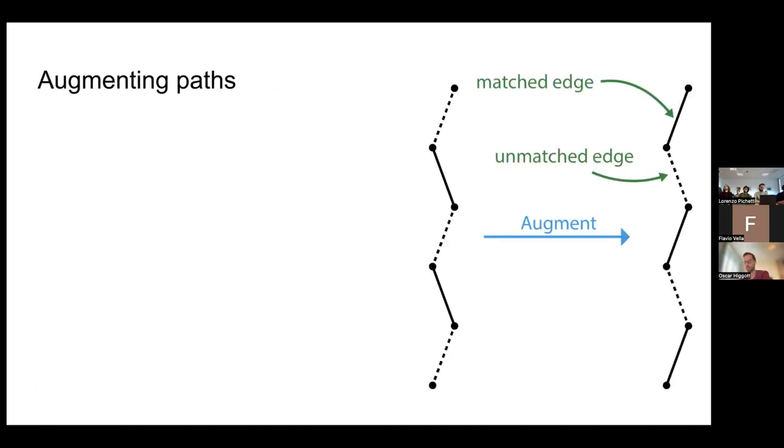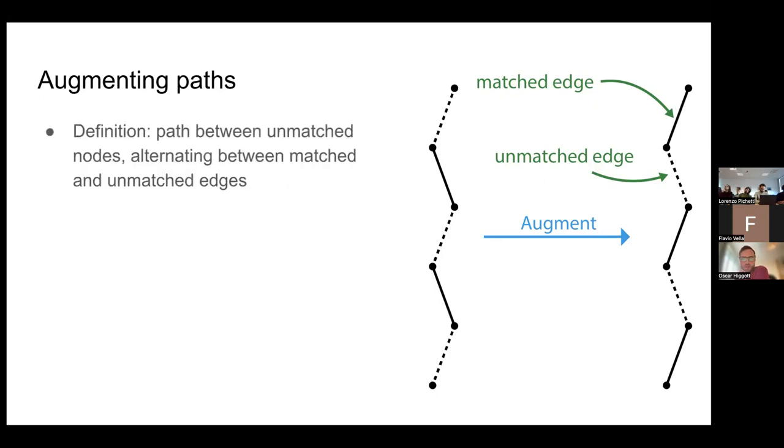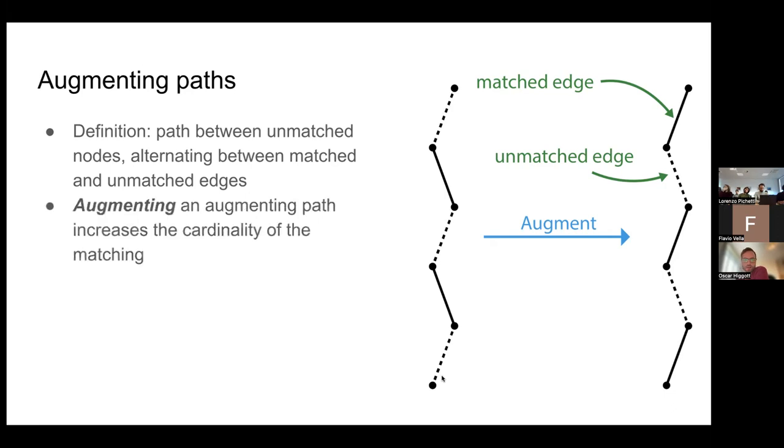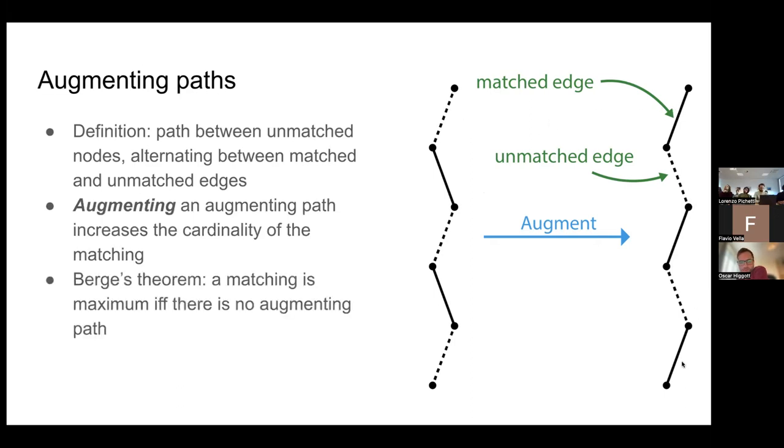So what is an augmenting path? Now you can imagine that we're just looking explicitly at the path graph. We'll come back to the detector graph. We're talking about sparse Blossom, but for the original Blossom algorithm, this is just a graph that we're trying to find a minimum weight perfect matching in, or a perfect matching. An augmenting path is a path between unmatched nodes alternating between matched and unmatched edges. So if this dotted line here is an unmatched edge in a graph, and the solid line is a matched edge, this would be an augmenting path. And augmenting an augmenting path increases the cardinality of the matching. So if we flip the matched and unmatched edges, we end up with one extra matched edge in the graph.